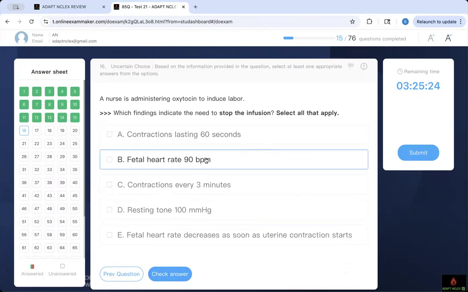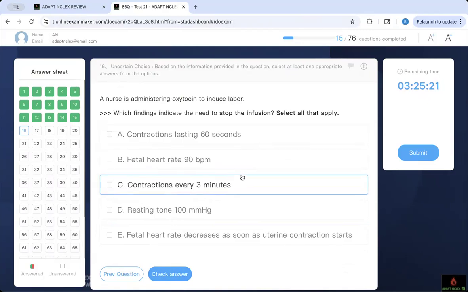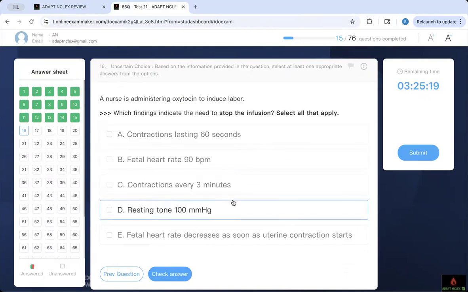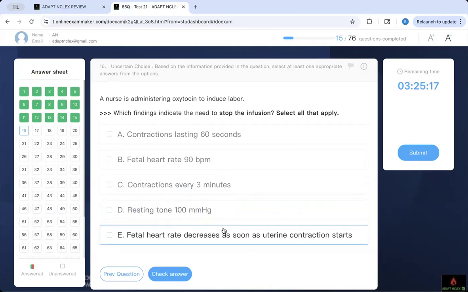Contraction lasting 60 seconds, fetal heart rate of 90, contraction every 3 minutes, resting tone 100, fetal heart rate decrease as soon as uterine contractions start. What do you think? You pick your answer. Pause the video every time to select your answer so that you know you're learning something. Then as you listen to the explanation, you know how you made a mistake, and you can correct it. Which one?